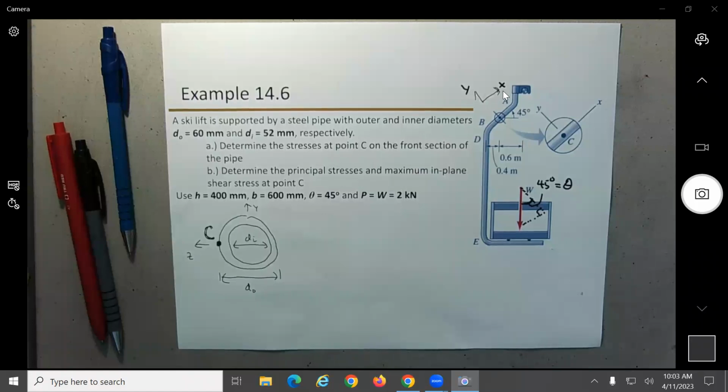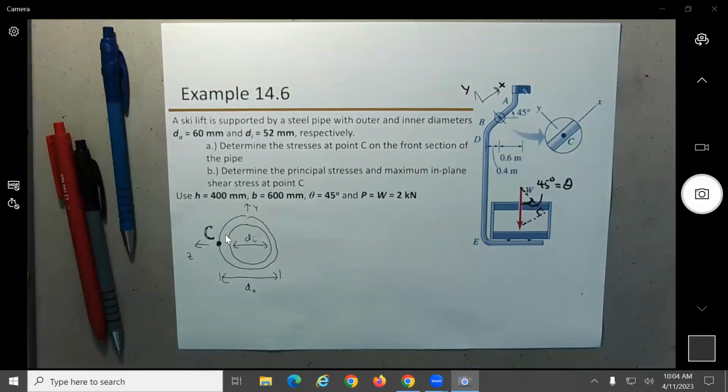Okay, so I'm just going to read it with you. They say a ski lift is supported by steel pipe, so it's this one over here, okay? With an outer and inner diameter of 60 and 52. So basically they draw here one figure, inside and outside diameter. Determine the stresses at point C on the front section of the pipe. The figure is right here, all right? And determine the principal stresses.